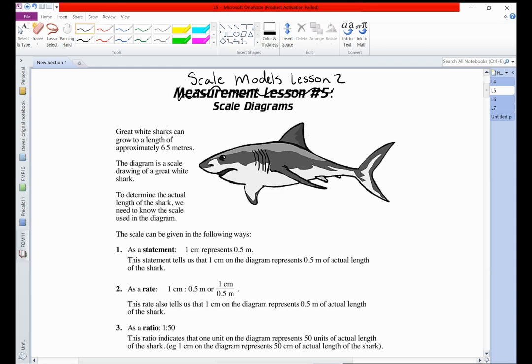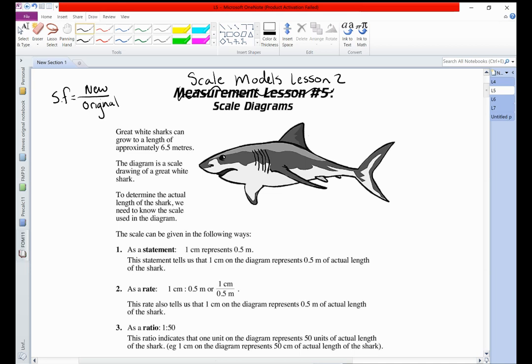So last lesson we looked at scale factor and using our scale factor equation, which is scale factor is equal to new over original. So let's look at scale diagrams. You all will be doing a scale diagram project at the end of this. So this is a good one to pay attention to because we will be using scale and making a diagram. So that'll be fun.